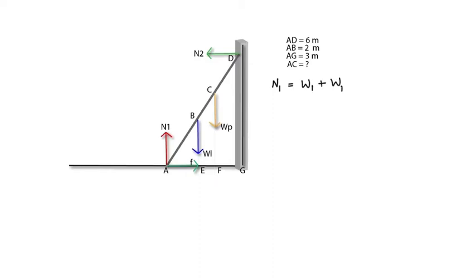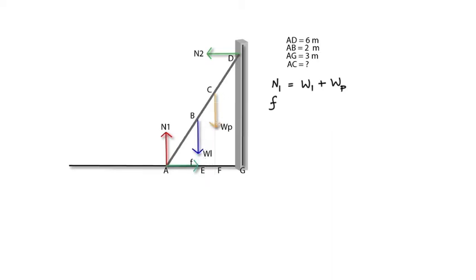N1 is equal to WL plus WP. Why? Because there are two conditions for static equilibrium. The first condition is that the net forces must cancel out. The net force must be zero. So considering the forces along the y-axis, you have N1 acting up along the y-axis, and you have WL and WP acting down along the y-axis. Therefore, N1 should be equal to WL plus WP.